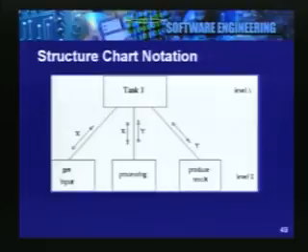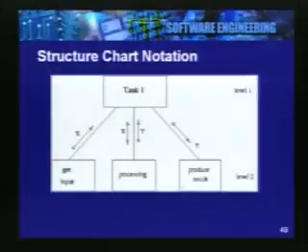So, the structure chart basically shows modules as rectangles and links among them representing the call relationships. These modules call each other to perform their own overall tasks. As you see here, the task 1 invokes the get input module.